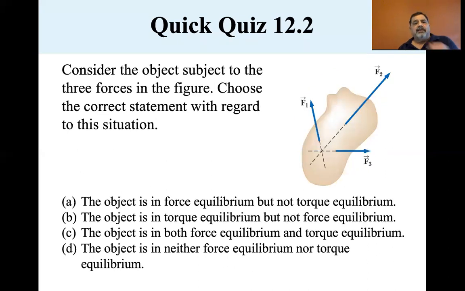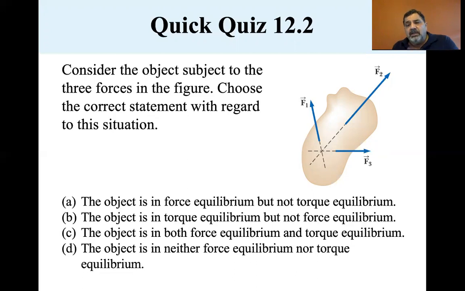Okay, here's another object subject to three forces in the figure. Choose the correct statement with regard to this situation. The object is in force equilibrium, but not torque equilibrium. The object is in torque equilibrium, but not force equilibrium. The object is in both force equilibrium and torque equilibrium. And the object is in neither force equilibrium nor torque equilibrium.